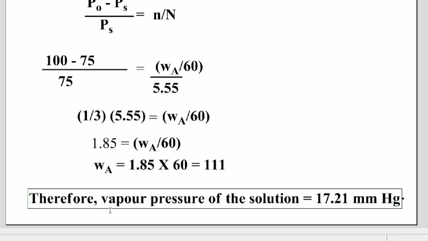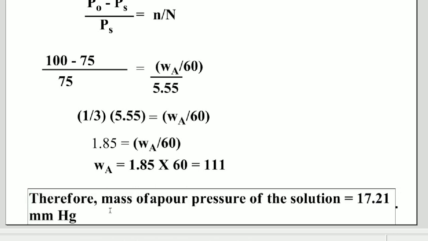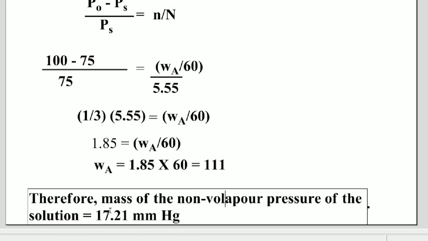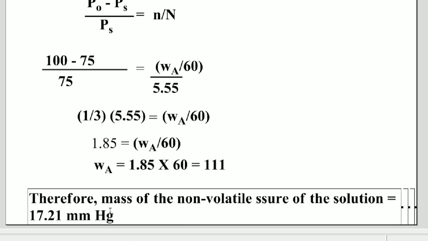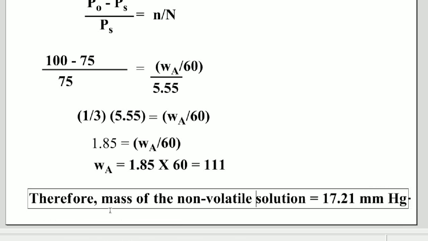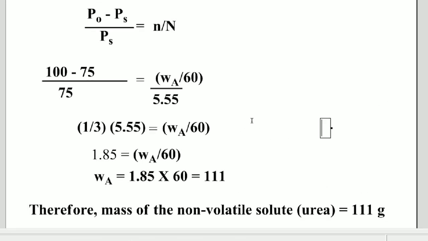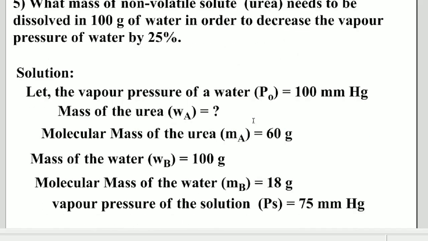Therefore the mass of the non-volatile solute, that is nothing but urea in this problem, is equal to 111 grams. 111 grams is the mass of the non-volatile solute, that is nothing but urea in the given problem. Okay students, I hope you understood this problem clearly.